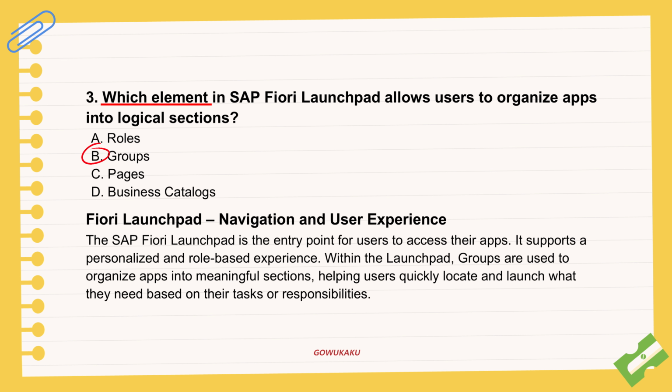So just to clarify, roles determine what apps a user can see based on their job function, right? Correct. Roles control the authorization. But groups are how the individual user chooses to arrange those permitted apps on their Launchpad for their own convenience. You've got it. Think of it like folders on your phone. Roles give you the apps.